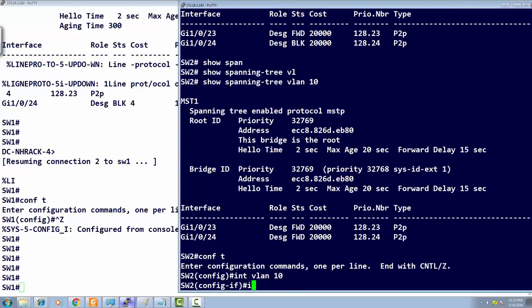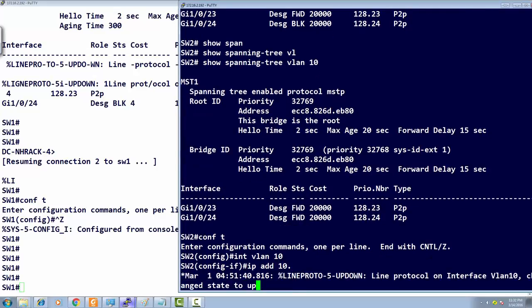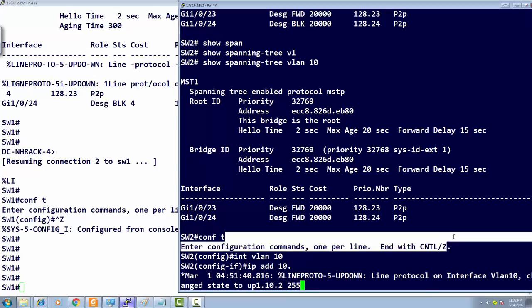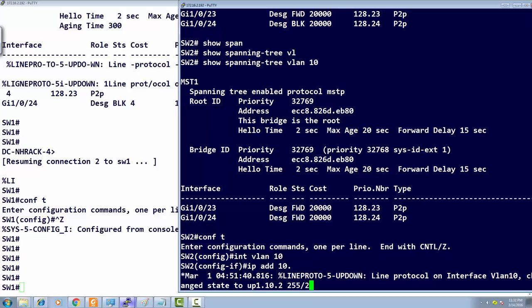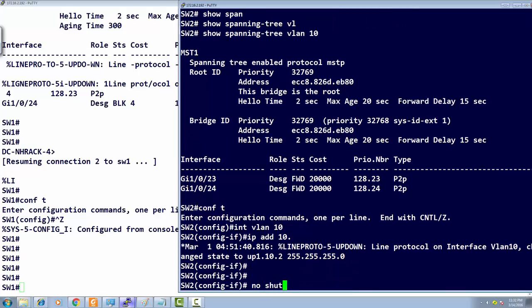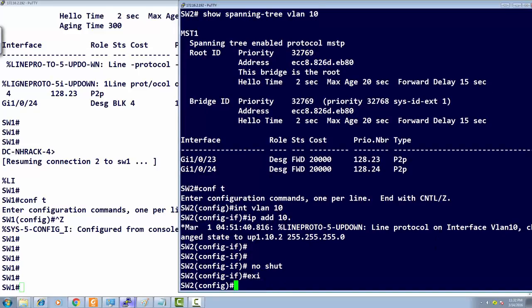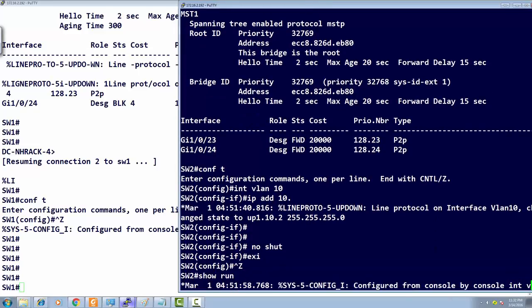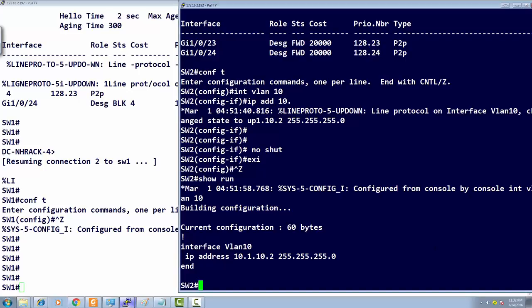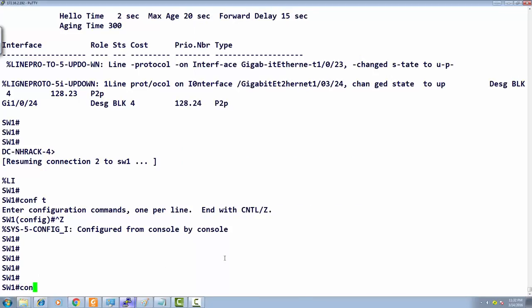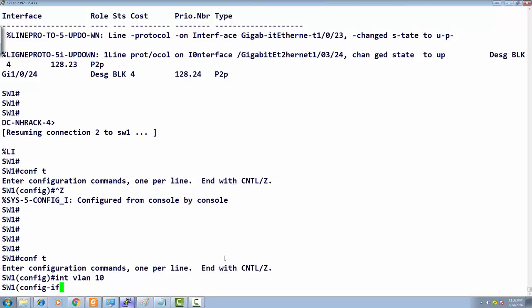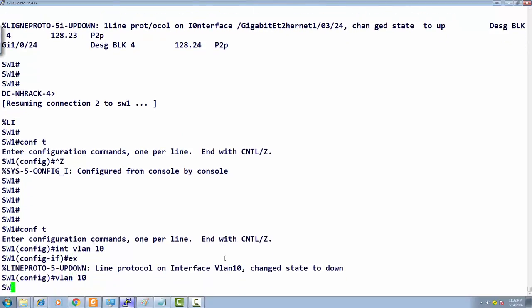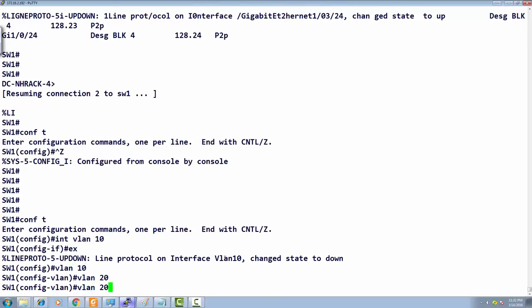Interface VLAN 10, IP address, just to see layer 3 connectivity. 10.1.10.2, I'm going to say, sorry for that. No shut. So I just configured interface VLAN 10. I'll go here, interface VLAN 10, and I don't have the VLANs here, so VLAN 10, VLAN 20, VLAN 30.